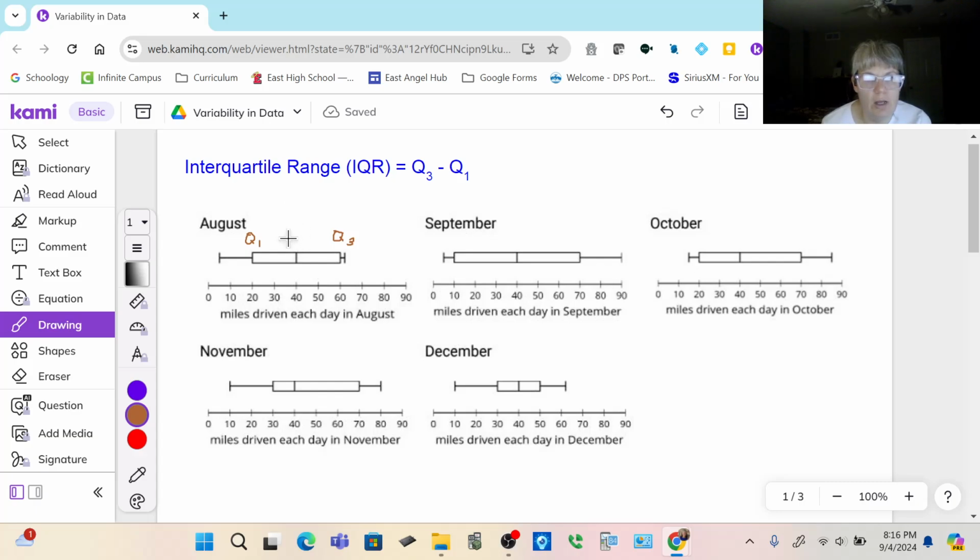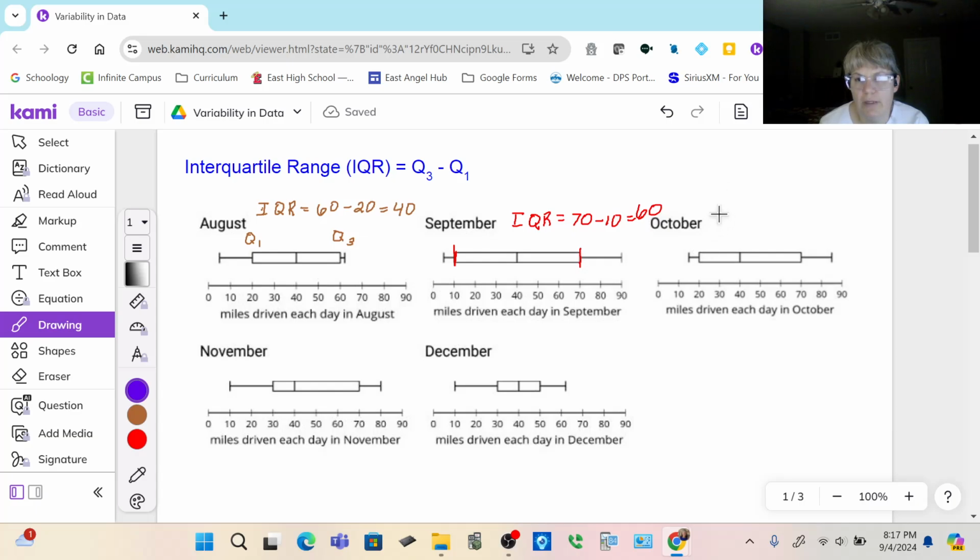So if we take a look at August here and the miles driven each day in August, our IQR for this particular box plot is going to be 60 minus 20, which is 40. If we take a look at September, that's taking us from one end of our box to the other. The IQR is going to be 70 minus 10, which is 60.